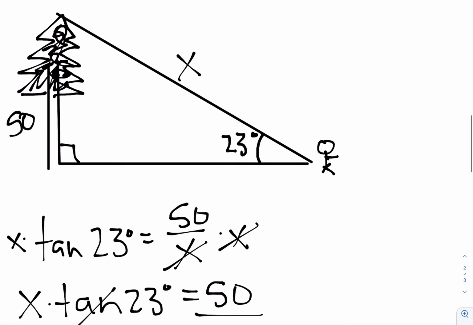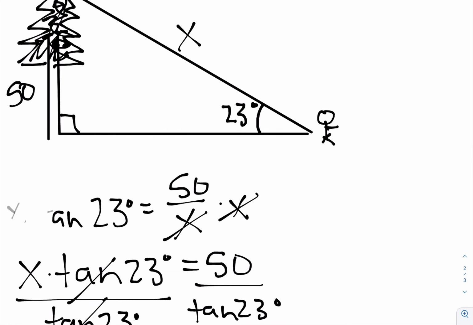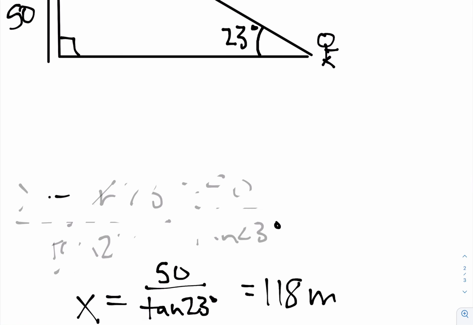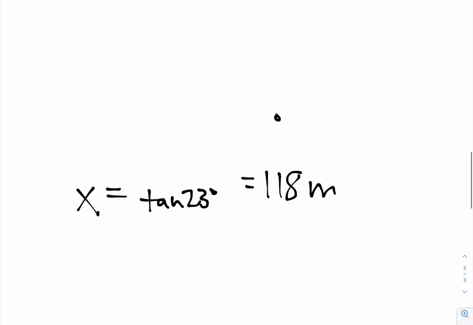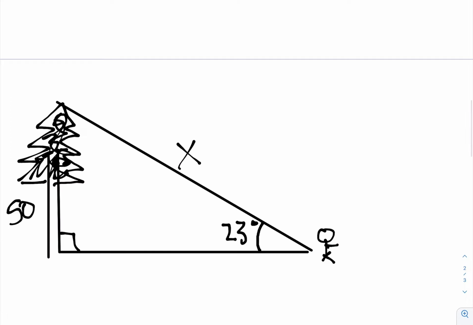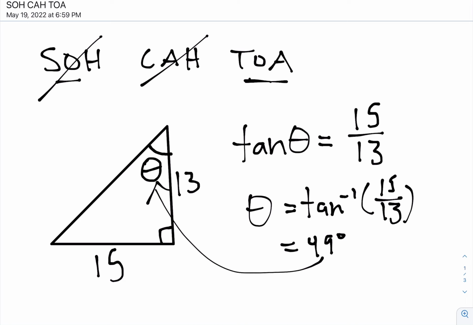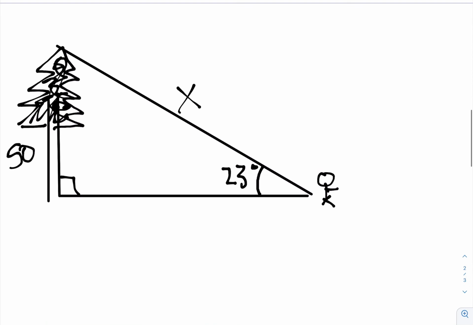Okay, so this is the x now. So now we're dealing with the hypotenuse and the opposite side instead of the opposite and the adjacent side. So we have to ask ourselves, we have our angle, which trig function uses opposite and hypotenuse? Well, opposite and hypotenuse is going to be the sine function. So the sine of our angle, 23 degrees, is going to be equal to the opposite, 50, divided by the x.